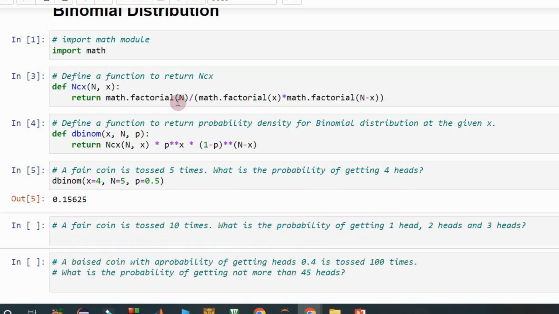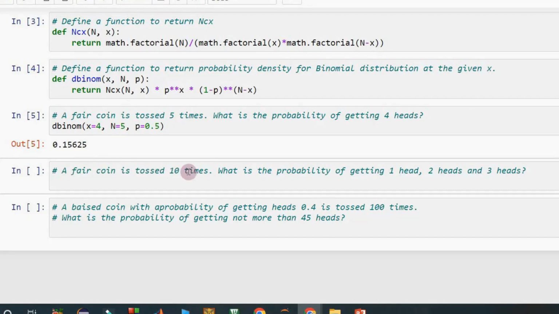Now I am running this cell. So I got 0.15625 as the result of this binom function, which means there is a 15% chance of getting 4 heads if you toss a fair coin 5 times. So next one, a fair coin is tossed 10 times.